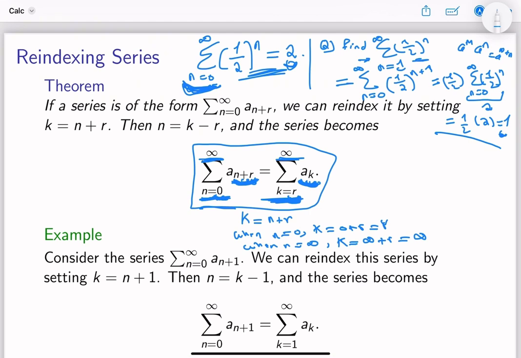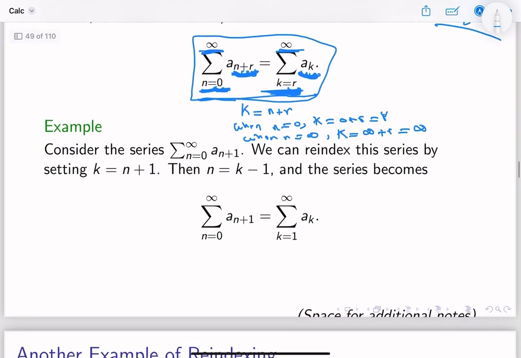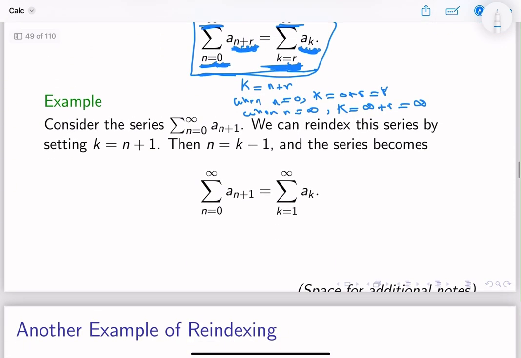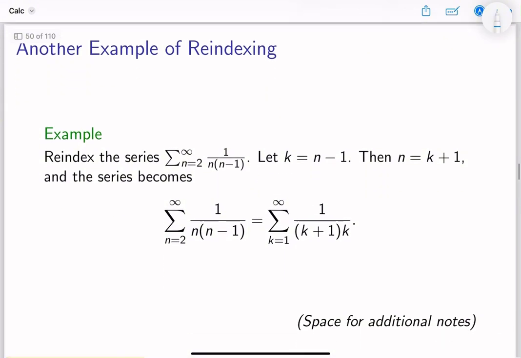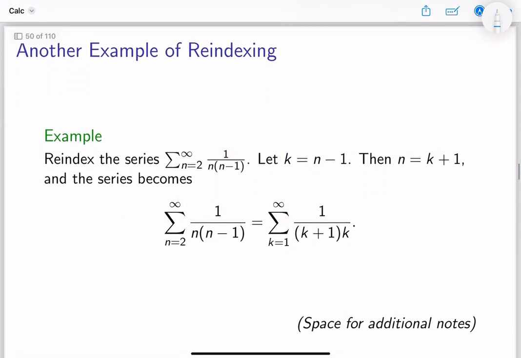So I hope the idea of reindexing is clear. It's all a change of variable that we have to do, right? So you can memorize this as is, and you can remember that what we're doing is a change of variable, right? So let's take an explicit example of reindexing, because this might be helpful to see an example.